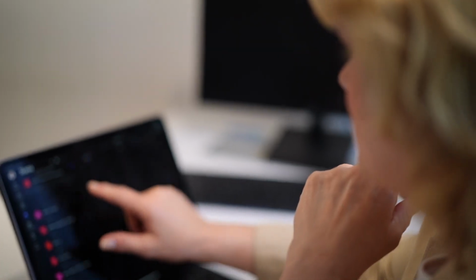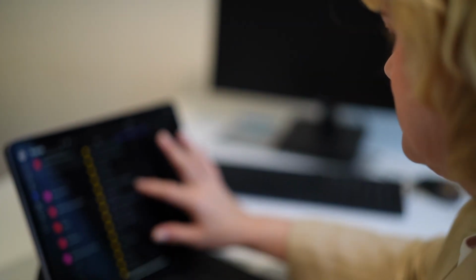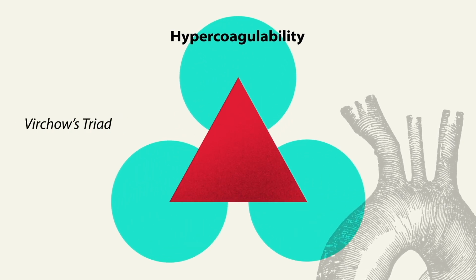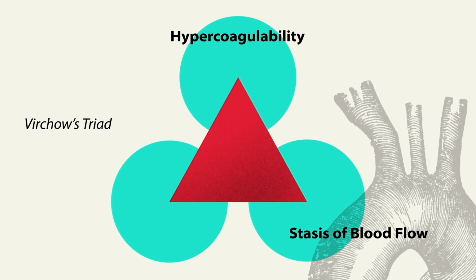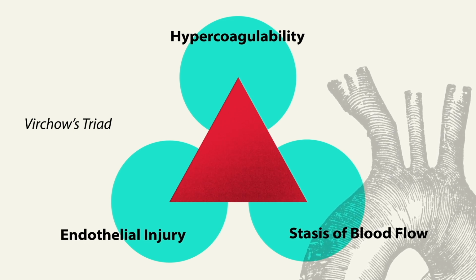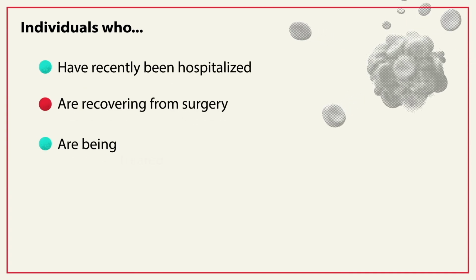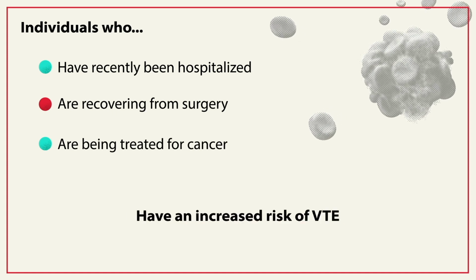When describing the underlying physiology behind thrombus formation, the function of Virchow's triad is often mentioned. Virchow's triad defines 3 factors that predispose a person to an increased risk of developing a thrombosis. These factors include hypercoagulability of blood, alteration in blood flow in the vessels, and vessel wall injury, or endothelial damage. Most of the commonly identified risk factors of VTE play a role in at least one of these 3 elements of Virchow's triad. Individuals who are currently or have recently been hospitalized, those who are recovering from surgery, or are being treated for cancer are at an increased risk for VTE.